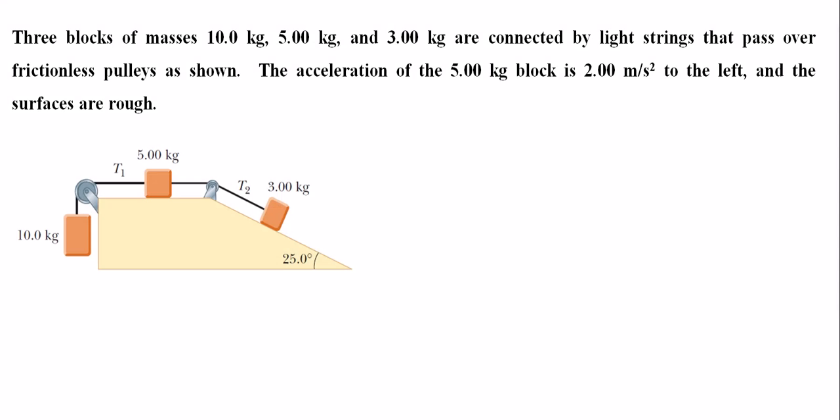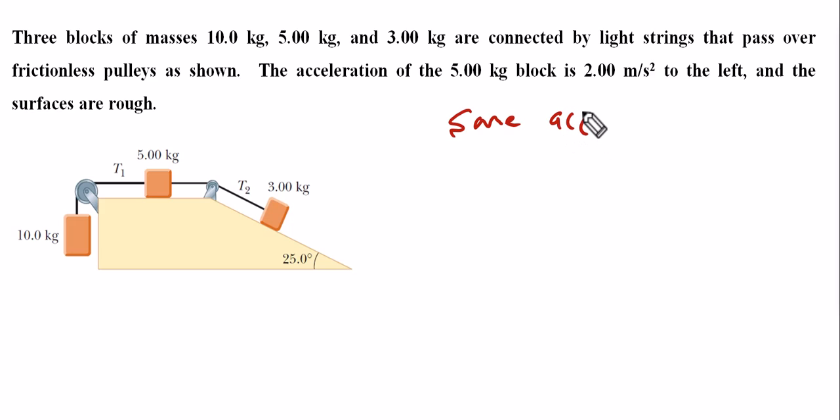So here's our problem statement for this problem. Some things to point out are, one, it's going to be a rough surface, so there's going to be friction for this block and for this block. The whole system is accelerating to the left. In other words, this is going this way, this is going this way, and the 10 kilogram is going down. They are connected, and so they'll all have the same acceleration.